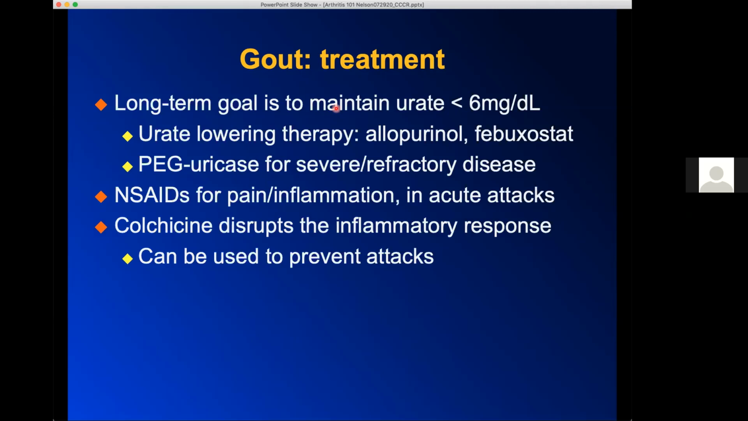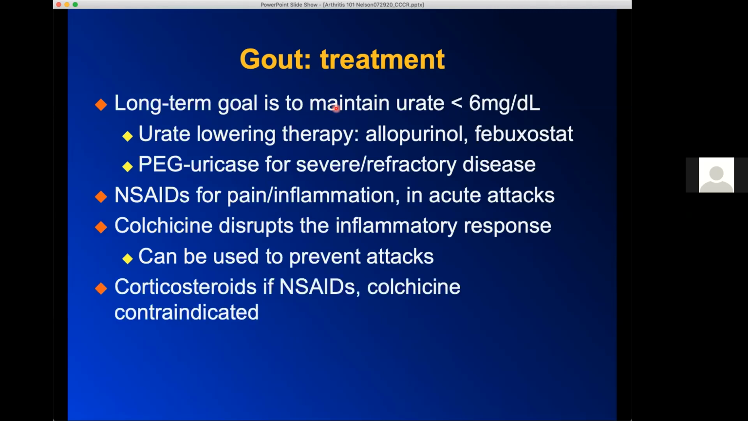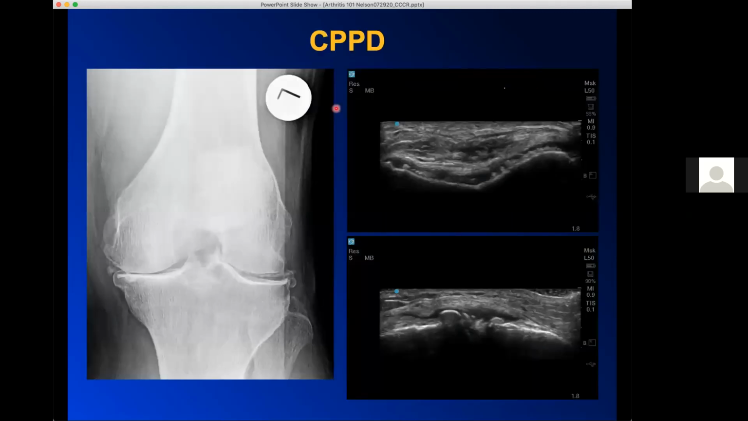You can also use colchicine or NSAIDs as prophylaxis to prevent the attacks that you know you're going to induce when you start lowering the uric acid. If you don't have access to either of those, whether for comorbid conditions or other medications they're on, you can also use corticosteroids for those kinds of things.